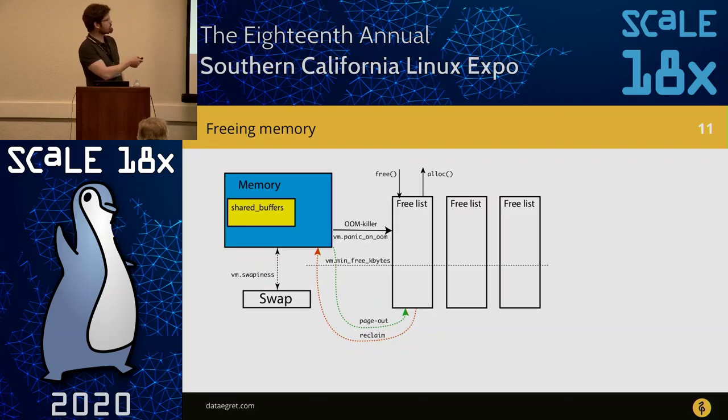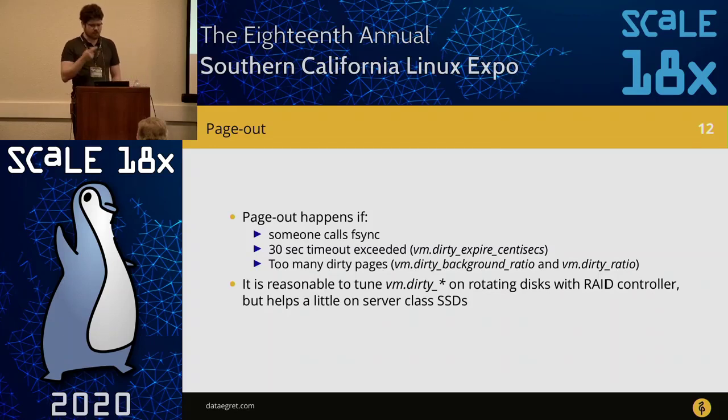There are some system parameters which can regulate this behavior, and it's good to know how to use them. Page out happens in three cases. First, when someone calls fsync. In PostgreSQL, generally it's the checkpointer, more often, or the background writer, or in a very bad case every PostgreSQL worker can call fsync, and that's very inefficient. Second, if a timeout is exceeded. Third, if we have too many dirty pages in the kernel buffer. Those parameters are dirty_background_ratio and dirty_ratio, which by default are 10% and 20%. If we have this amount of dirty pages, we start to page out.